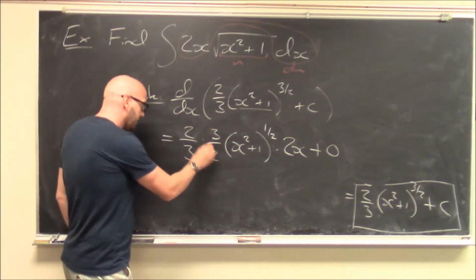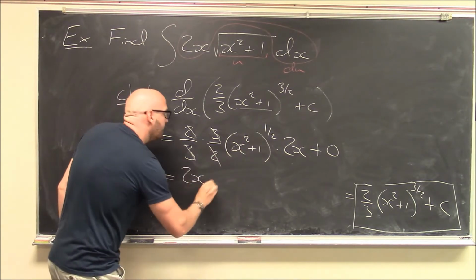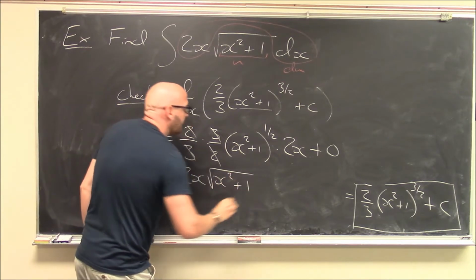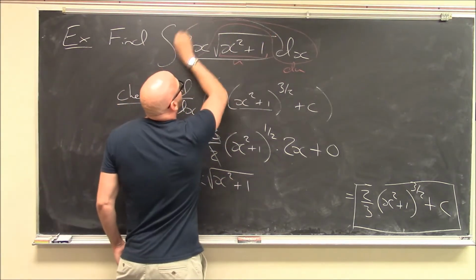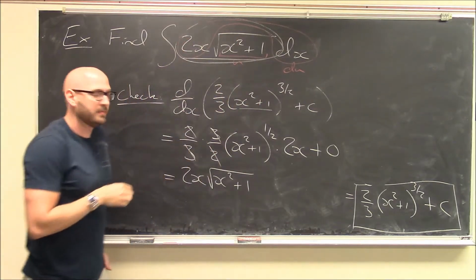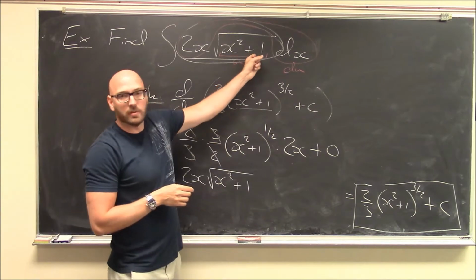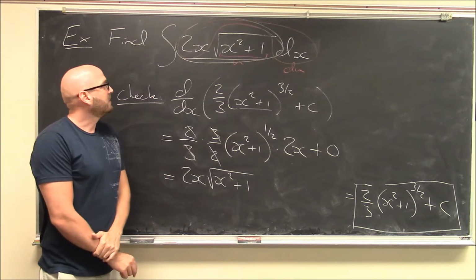Lots of stuff cancels here. 2, 2, 3, 3. And I'm left with 2x times, I'll go back to square roots here, the square root of x squared plus 1, which is exactly our original function. So indeed, this is an antiderivative for this function. So this process of substituting worked. It worked really well for us.